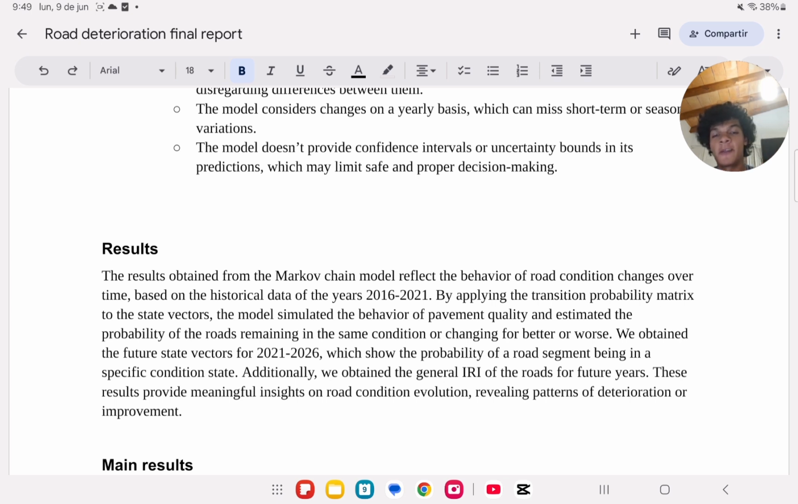The results obtained from the Markov chain model reflect the behavior of the road condition changes over time, based on the data from 2016 to 2021. By applying this matrix, we could see all the changes through time, and whether the road is good, or if it's going better or worse. Obviously it's natural that the road gets worse, but we can see a clear pattern in it with the Markov chain model.